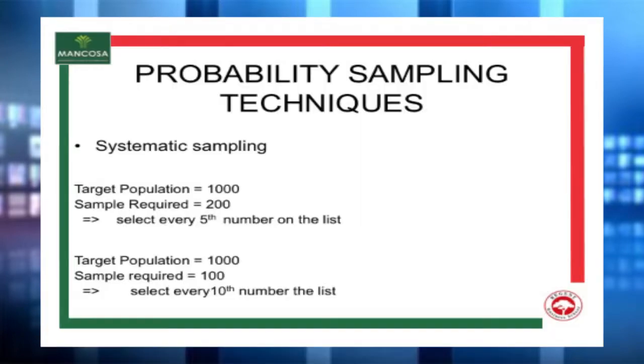The interval that you select needs to correspond with the number of persons that you want to select for the sample. Therefore, if you have a target population of 1,000 people and you wish to select a sample of 200 respondents, then you would select every fifth number. But if you wish to obtain a sample of 100 respondents from this target population, then you would select every 10th number on the list, and so on.